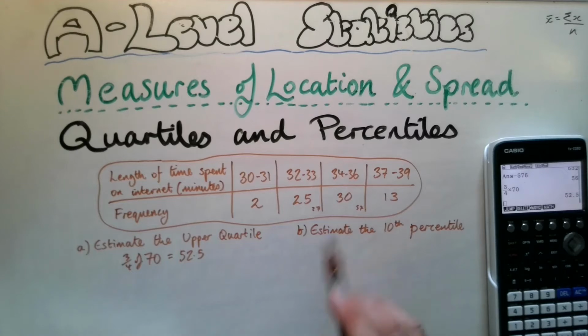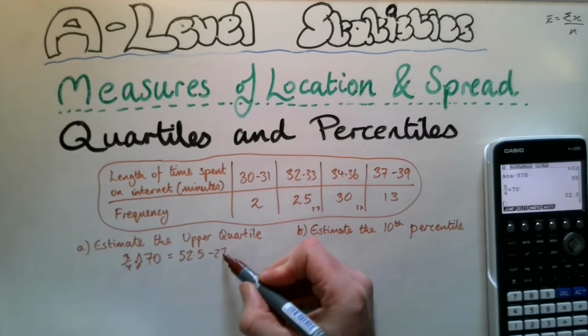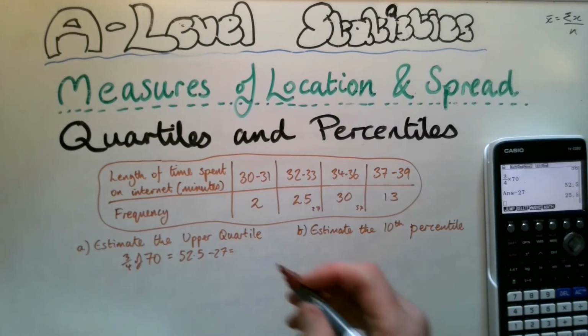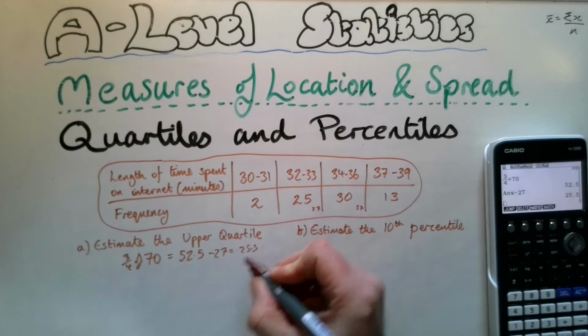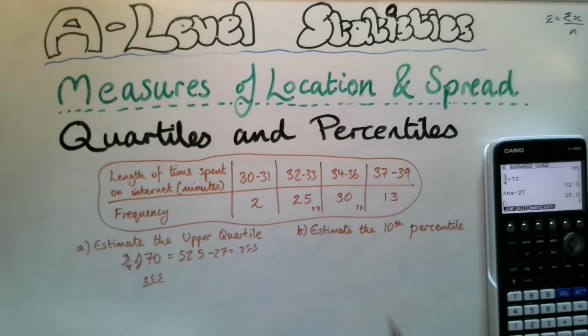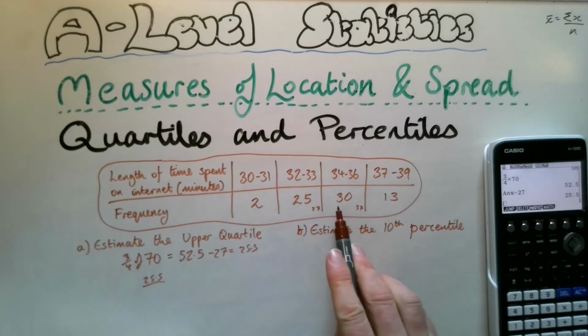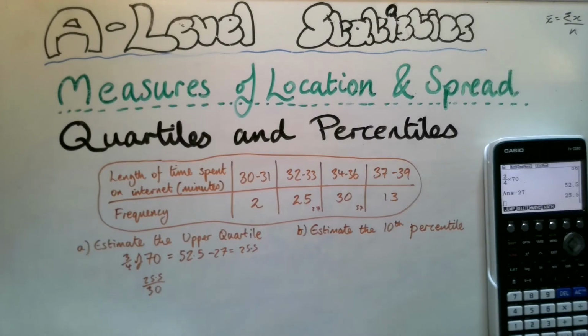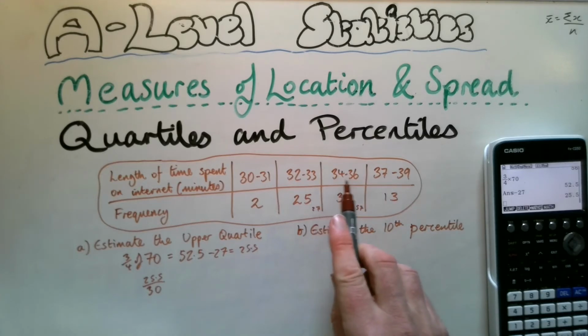How far in there? Well, if I take 27 away from 52.5, I get 25.5. So it's 25.5 as a fraction. The size of this group is 30, so I want 25.5 out of those 30 people, and then I want that to be in this time zone.